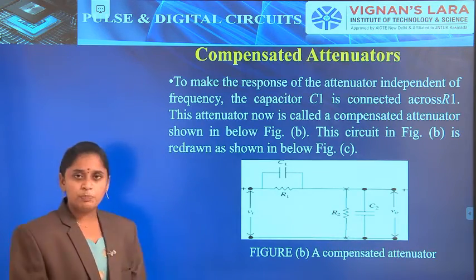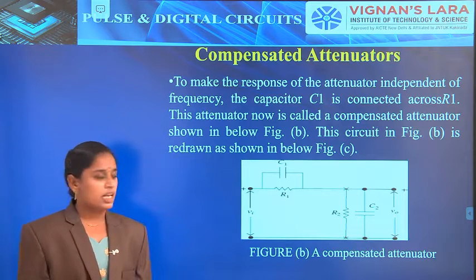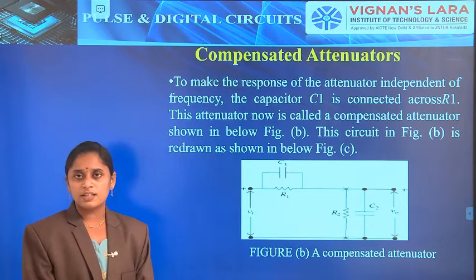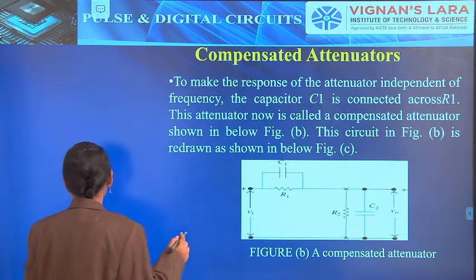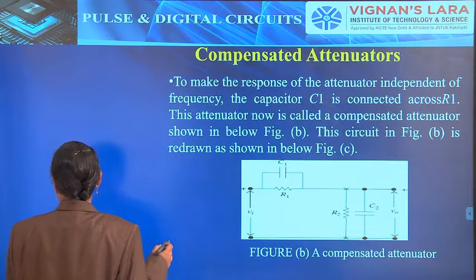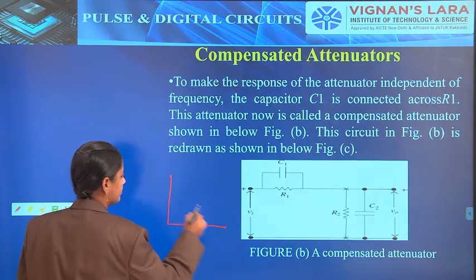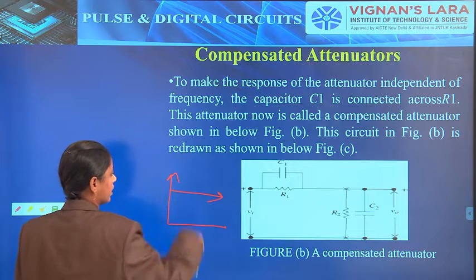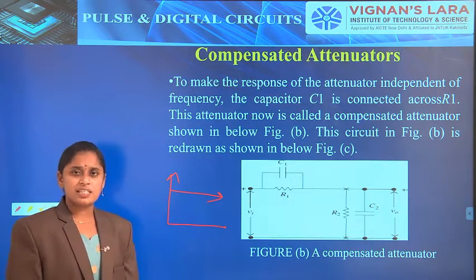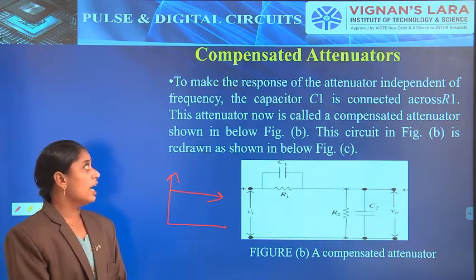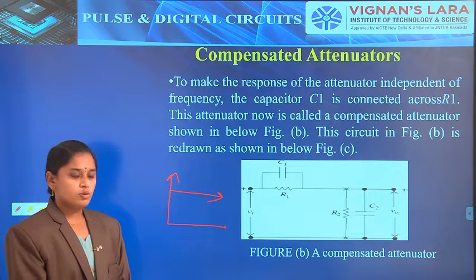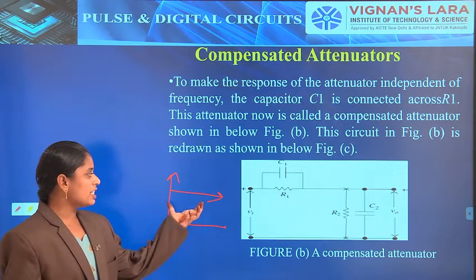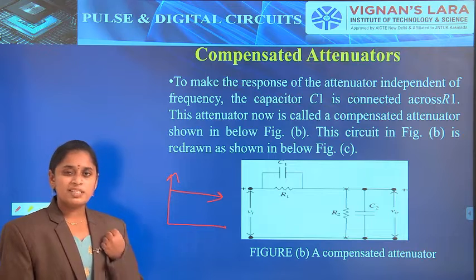First I am giving an input signal. The input signal passing through this circuit is a step signal. So what happens when a step signal is passing through this attenuator circuit? What is meant by a step signal?